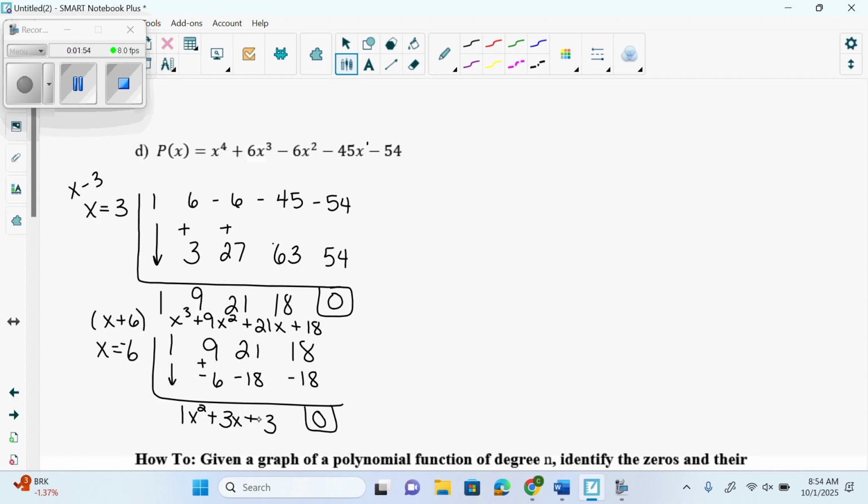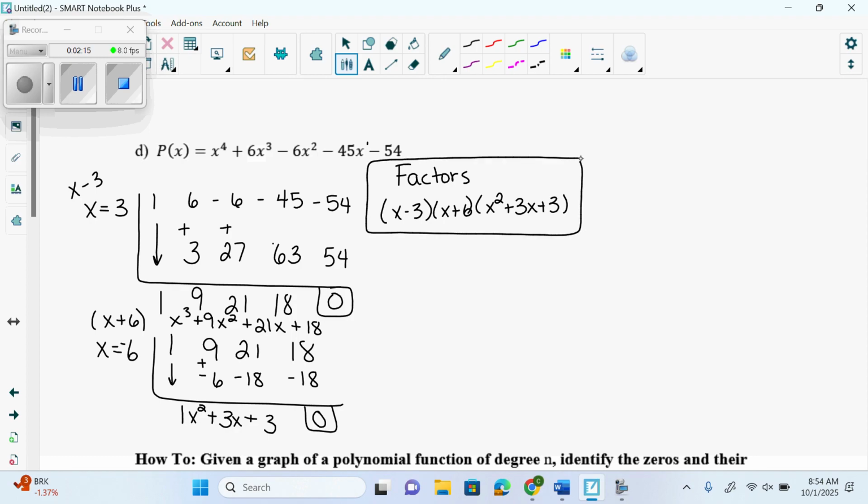Factoring and solving, totally different, correct? So if I ask you to factor, or I ask for the factors, you would tell me they are x minus 3, x plus 6, x squared plus 3x plus 3. That is messy and I don't like it, but I'm going to get through this curriculum. This polynomial is my priority. We're done. Okay. Factors. Boom. Done.